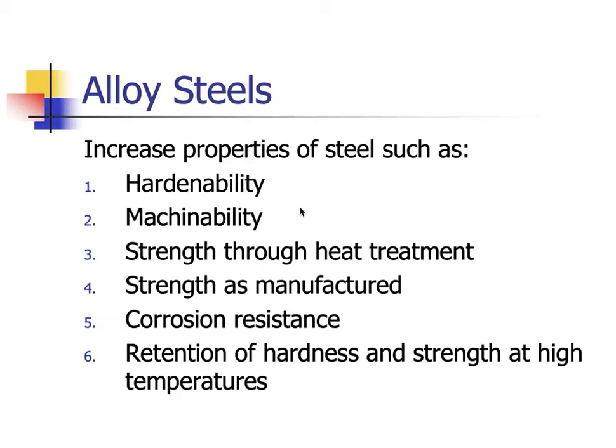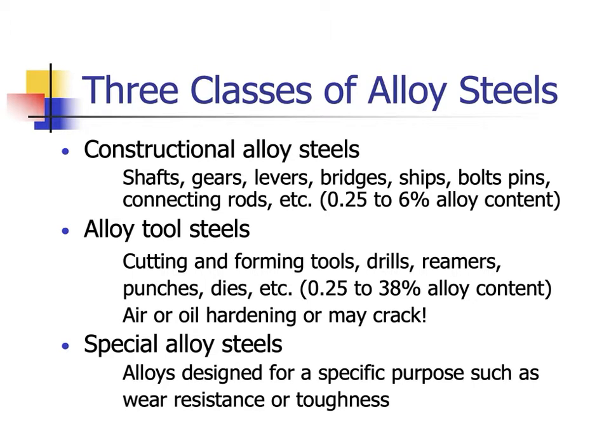So hardenability, machinability, strength through heat treatment, strength as manufactured, corrosion resistance, and retention of hardness and strength at high temperatures. So we'll go through all these and tell you why you might use these things. Generally there are 3 classes of alloys, and it has to do with how much of the alloying material is in that steel. Also, the cost of that alloy or that steel will be greatly affected by how much of these alloying elements is in there.